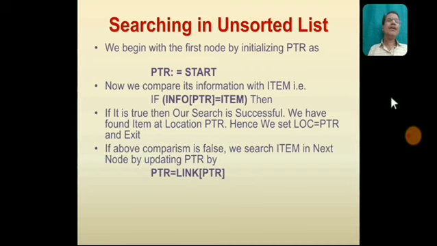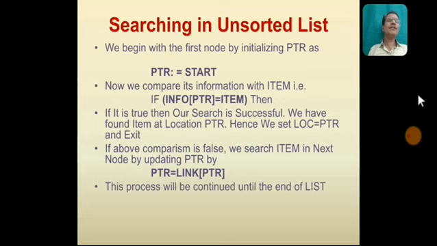But if the above comparison is false, that is, if info of ptr is not equal to atom, then we will check whether atom is present in the next node. That is, we will update the pointer variable ptr by assigning ptr equal to link of ptr. So, ptr is the address of the current node, and the next node will be link of ptr. So, we will set ptr equal to link of ptr and again check whether the information is atom or not. We will repeat this process until the end of the list.